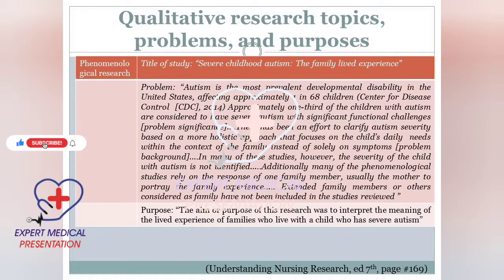Problem significance. There has been an effort to clarify autism severity based on a more holistic approach that focuses on the child's daily needs within the context of the family instead of solely on symptoms. Problem background. In many of these studies, however, the severity of the child with autism is not identified. Additionally, many of the phenomenological studies rely on the response of one family member, usually the mother, to portray the family experience. Extended family members or others considered as family have not been included in the studies reviewed. Purpose. The aim or purpose of this research was to interpret the meaning of the lived experience of families who live with a child who has severe autism.